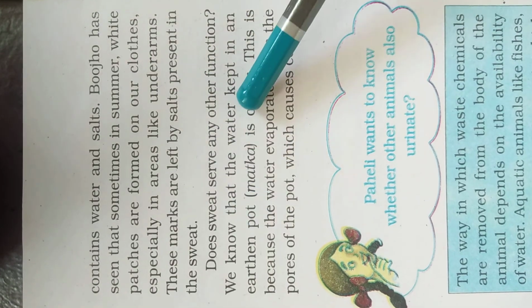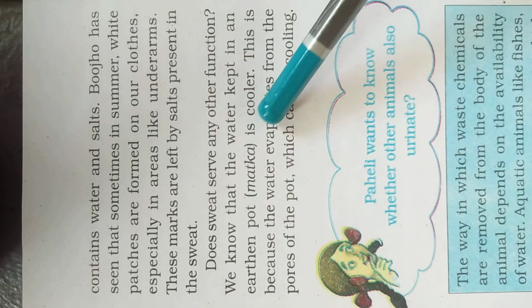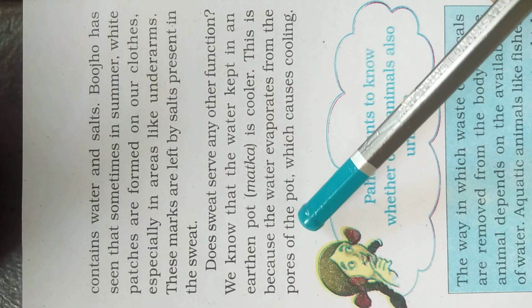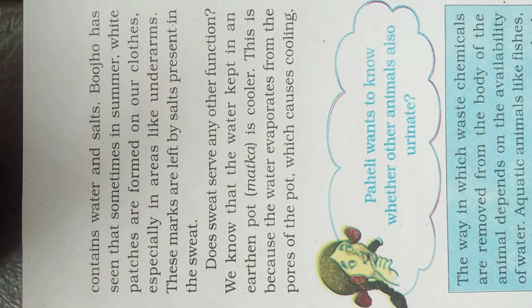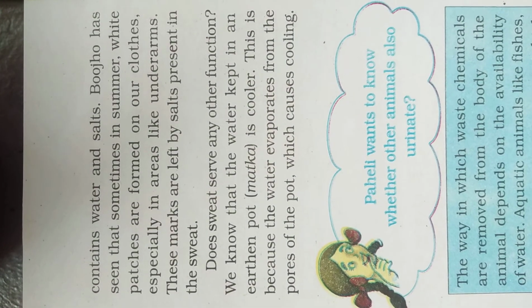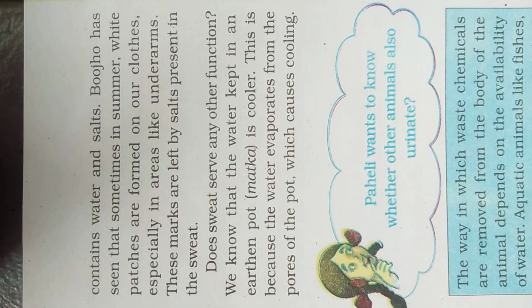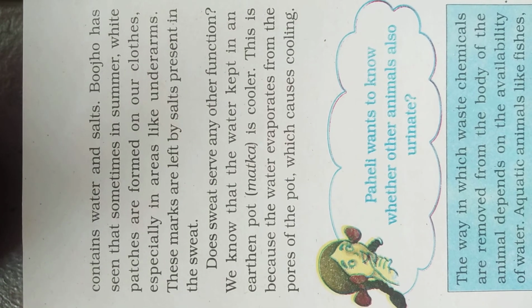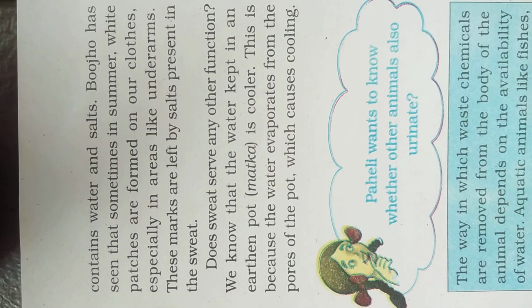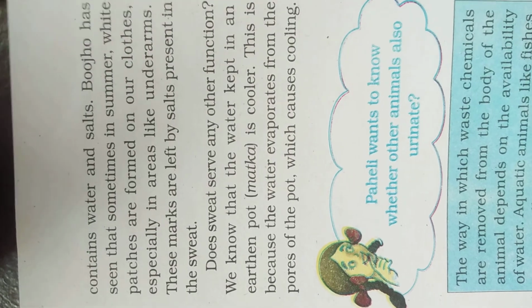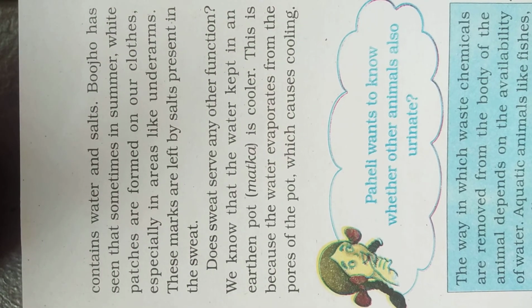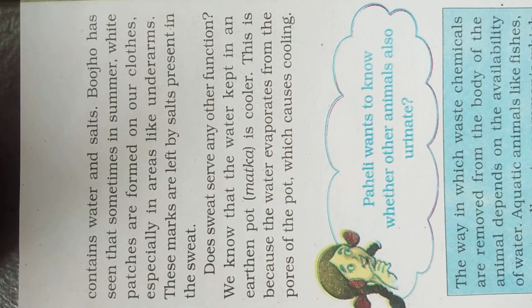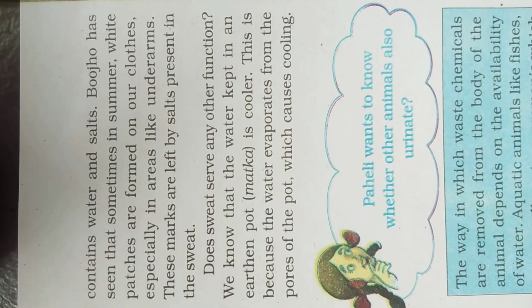Does sweat serve any other function? We know that water kept in an earthen pot is cooler. This is because water evaporates from the pores of the pot, which causes cooling. So this also shows that water kept in a pot or matka gets cool. Why does it get cool? Because of evaporation. The water evaporates from the pores of the pot and causes cooling of the water. So we'll stop. Next we'll see in the next period.